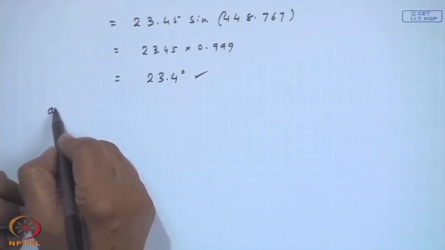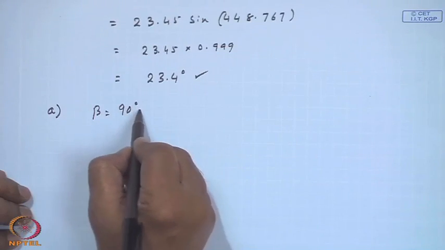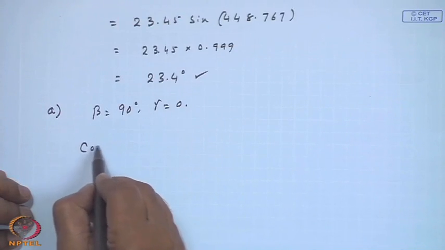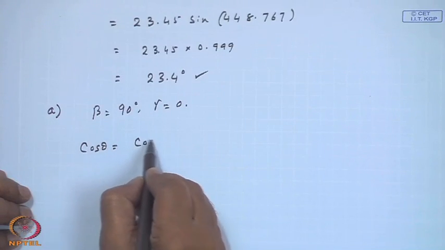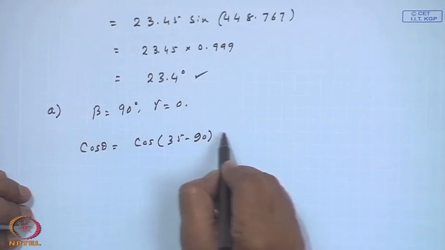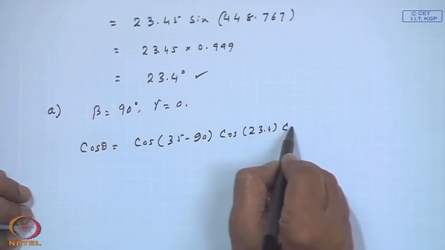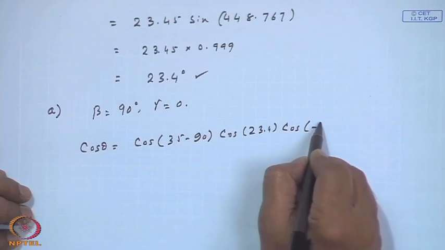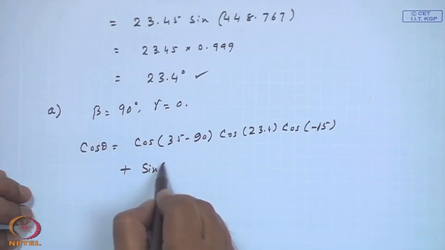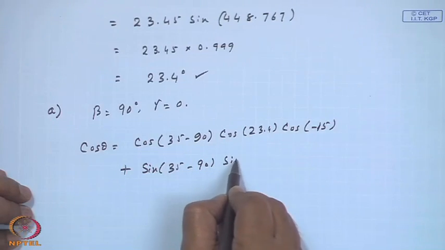Now, A, beta 90 degrees, gamma 0. So, cos theta will be cos of phi minus beta, cos delta, cos omega plus sin of phi minus beta, sin delta.